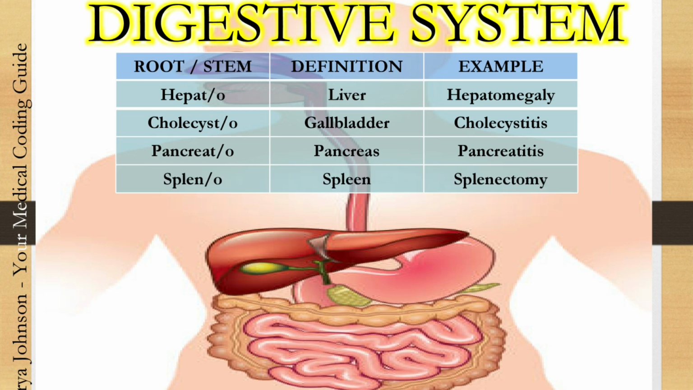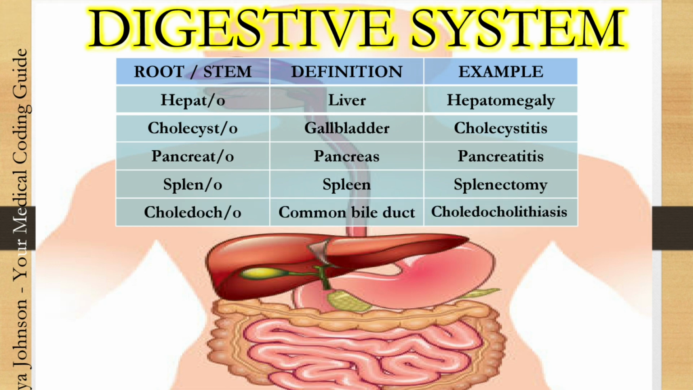The next one is spleno. Spleno means spleen. Example, splenectomy. Splenectomy means removal of the spleen. The next one is choledocho. Choledocho means common bile duct. Example, choledocholithiasis, the formation of stone in the common bile duct.